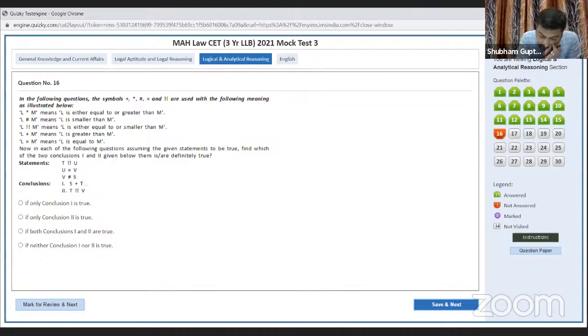Now, if I see the next one, let's draw it again. T U: T is either equal or smaller than U. U cross V: U is equal to V. And V hash S: V is smaller than S. Now can you see all are either similar or equal?